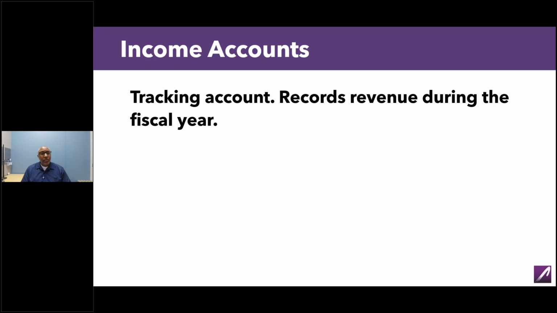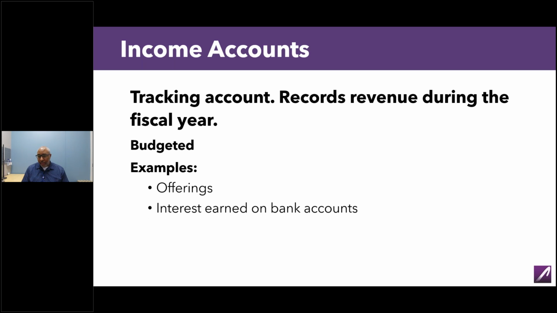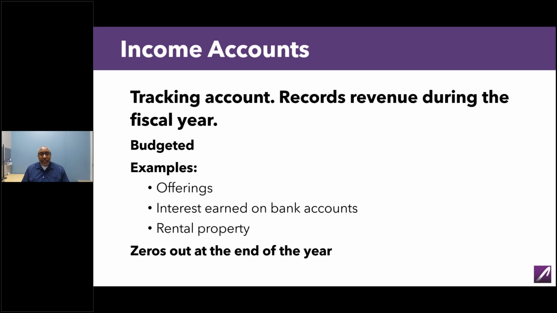Okay, next is income accounts. We deal with these all the time. Whenever you are recording your offerings, this is going to be a tracking account that allows you to record the revenue brought into that account throughout the year. These accounts are budgeted, and examples are offerings, interest earned on bank accounts or savings accounts, rental property, and these also zero out at the end of the year.